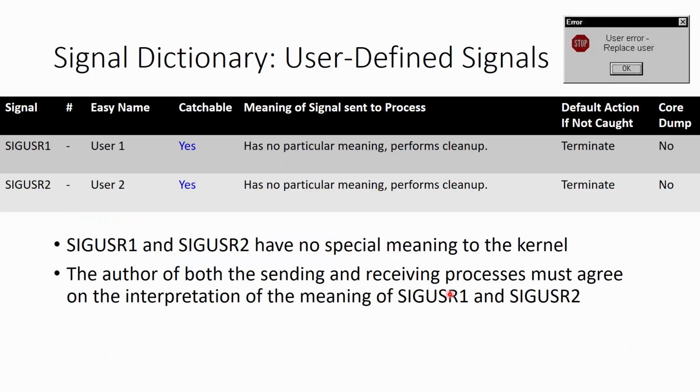So here are the two user 1 and user 2 signals that we talked about at the beginning. They don't have any particular meaning.